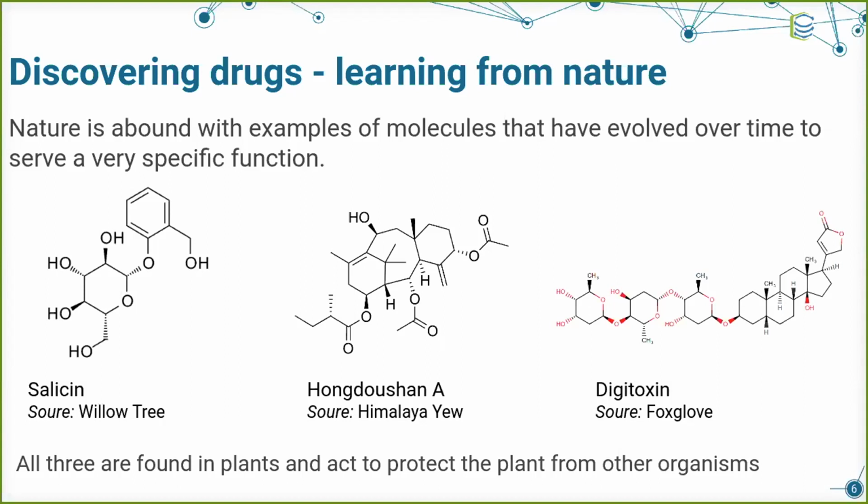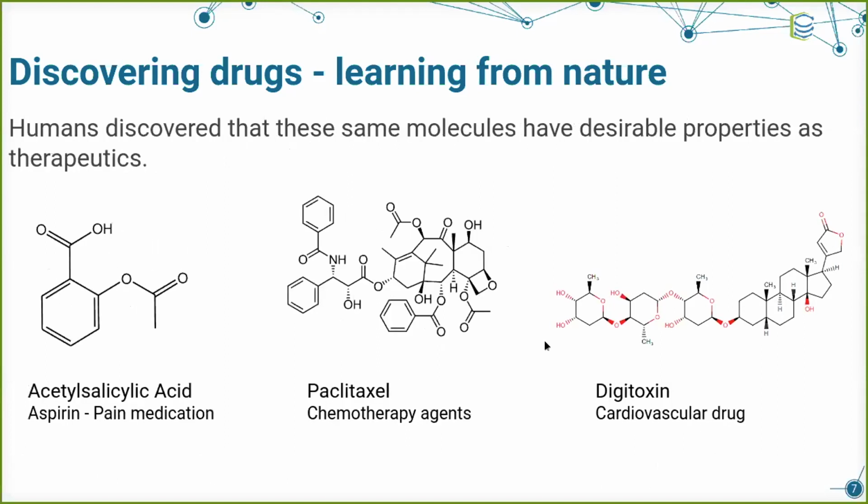Interestingly, each of these naturally occurring molecules or phytochemicals are actually the basis for drugs that we have used historically and even today. The one on the far left is the basis of acetylsalicylic acid, which is aspirin. Paclitaxel, which is a taxane-based drug, is used as a chemotherapy agent. And digitoxin is a cardiotonic steroid that actually is being used as a cardiovascular drug.